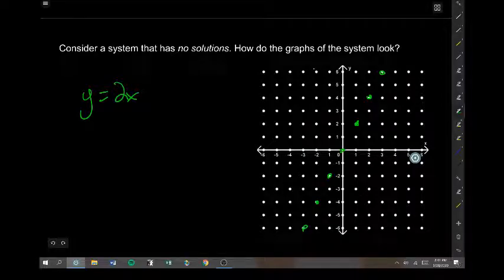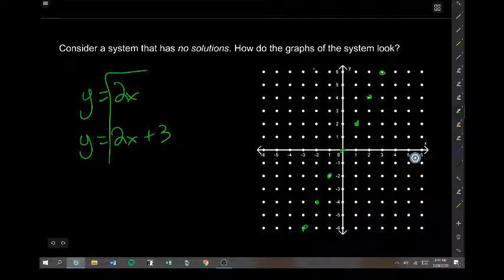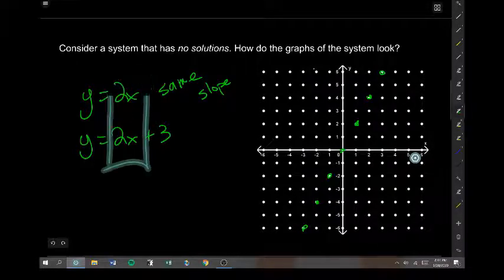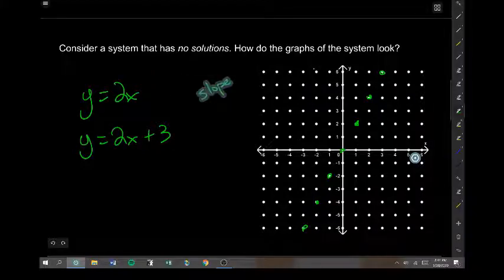What does it look like if there's no solutions at all? Well, that means the two lines have to be parallel, which means they must have the same slope. If two lines have the same slope but different y-intercepts, for example, this has a y-intercept of 0, this y equals 2x is the same as y equals 2x plus 0.